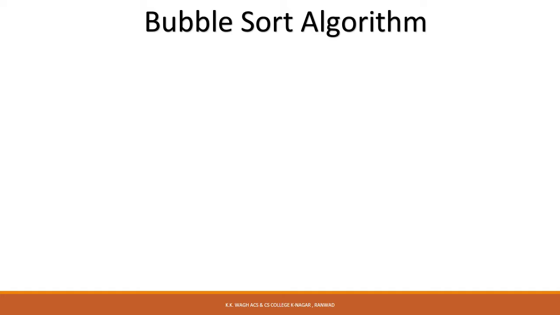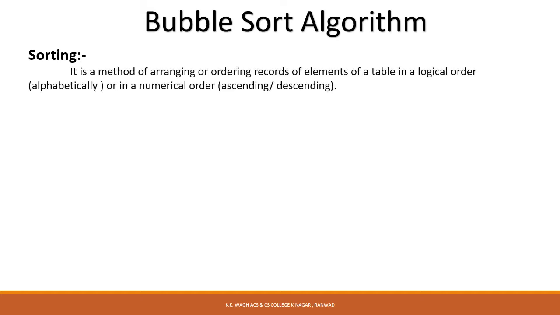To study bubble sort algorithm, first we have to study what is sorting. Sorting is a method of arranging or ordering the records or elements of the table in a logical, that is alphabetical, or numerical order, that is ascending or descending order. Sorting has different algorithms. In that we will study the bubble sort algorithm.